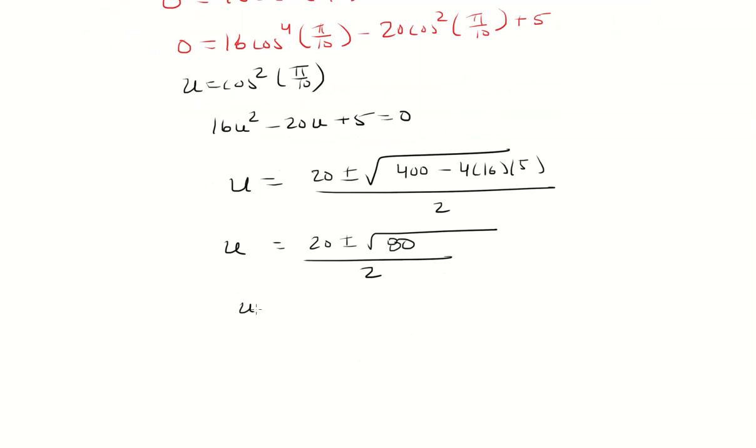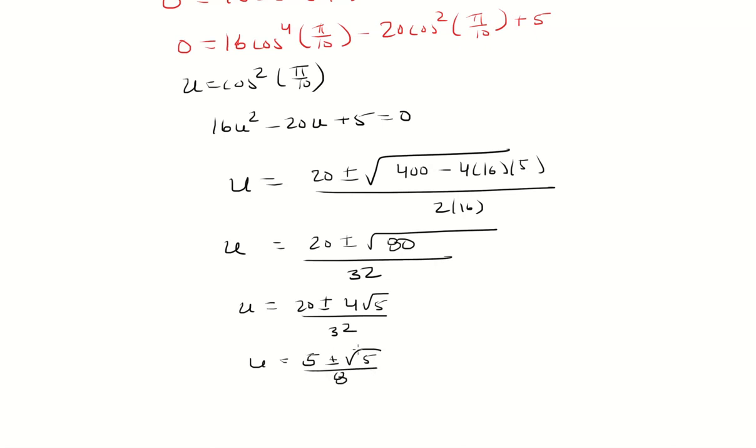80 is 16 times 5. So if I bring the 16 out, it becomes 4. Oh, the 2a. Sorry, I forgot this has to be 16. So this will be 32. That's also 32. So if I divide everything by 4, 20 divided by 4 is 5. And then 4 divided by 4 is 1. That's the square root of 5. 32 divided by 4 is 8.